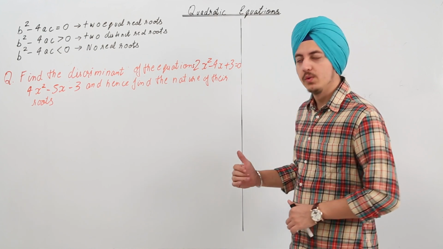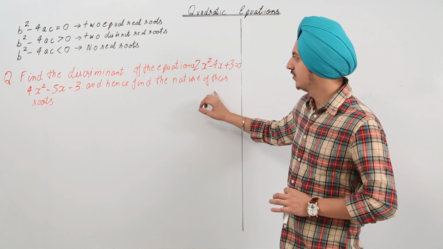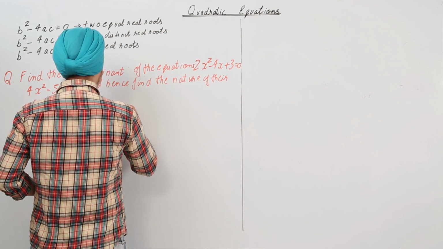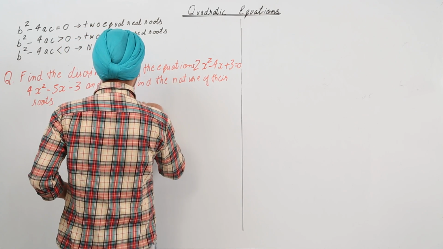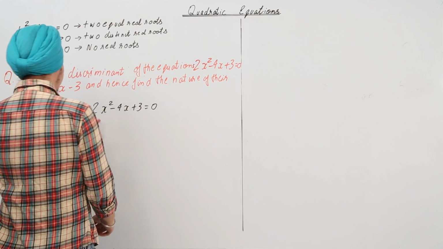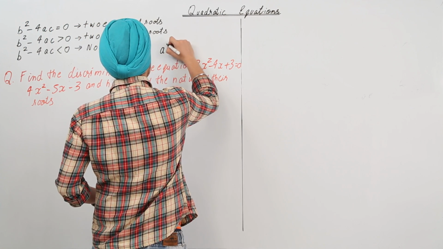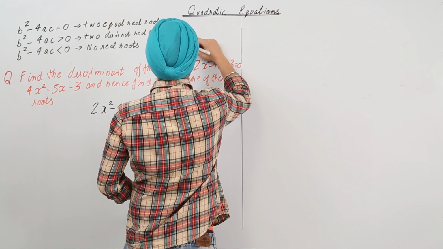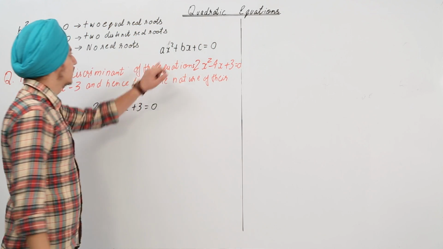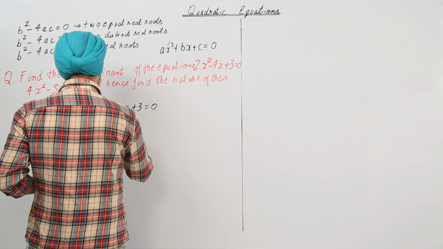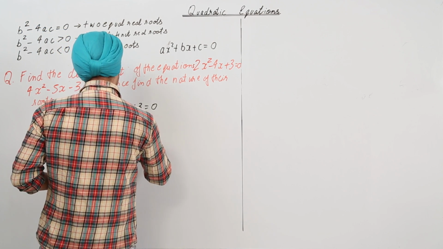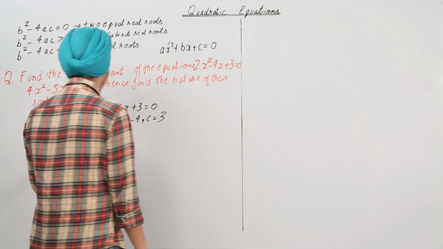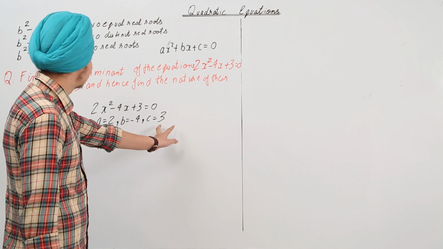Now we have two more equations for which we have to find the nature of their roots and their discriminant. The first equation is 2x square minus 4x plus 3 equal to 0. Now we compare this with the equation ax square plus bx plus c equal to 0. We compare this with this, we get a equal to 2, b equal to minus 4 and c equal to 3.